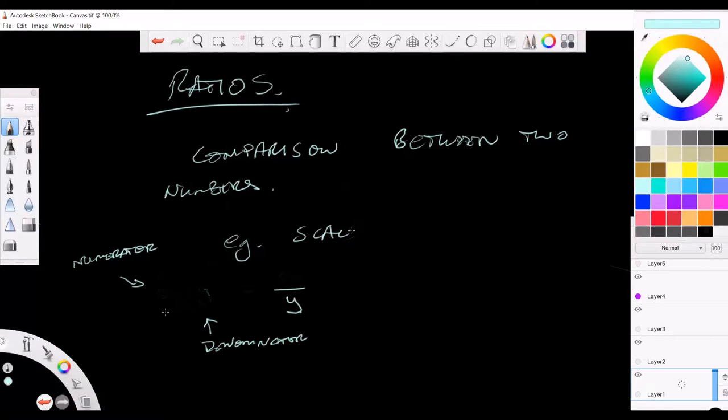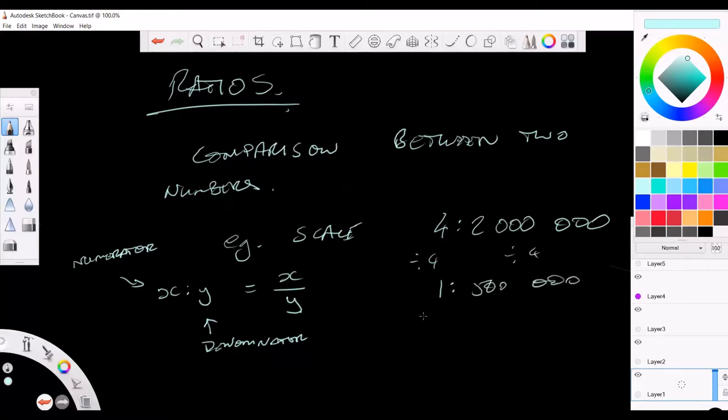So what it means is if I multiply both sides by the same thing, then the ratio stays the same. That's an important thing for calculating scale. So if halfway through my scale calculation I have a ratio of 4 to 2 million, I can divide the left by 4, because I always want a ratio of 1 to something, don't I? As long as I divide the right by 4, I end up with 1 to 500,000. So these two ratios are exactly equivalent, and it's just that we always use the one on scale. We always use 1 as the numerator of scale, so it's the denominator that changes. So that's how ratios work.